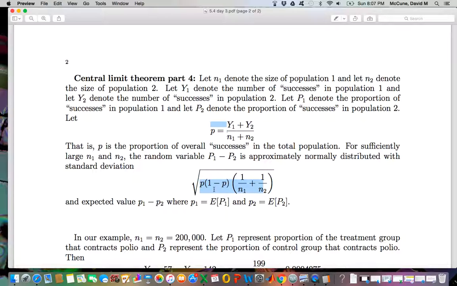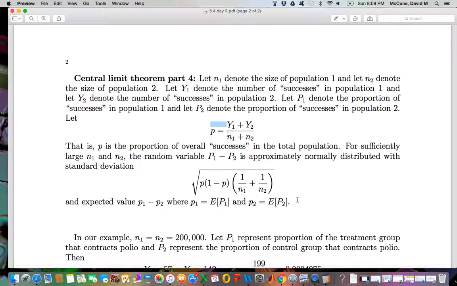So the standard deviation now is: you take this proportion of total successes in the population, 1 minus that, times 1 divided by the size of population 1, plus 1 over the size of population 2, and it's all square rooted. Okay, so this difference of proportions has this standard deviation, and it has this expected value, just the expected values of the individual variables subtracted.